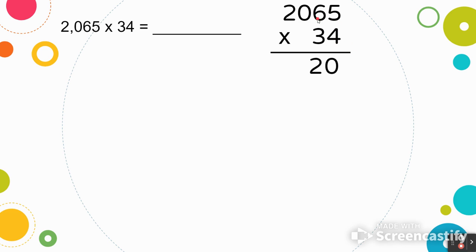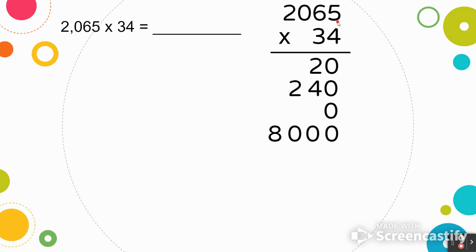Next, we'll multiply by the 6 in the tens place, so 60. 4 times 60 is 240. Now 4 times 0 is 0, and 4 times 2,000 is 8,000. Next, let's multiply 2,065 times 30, since the 3 is in the tens place.